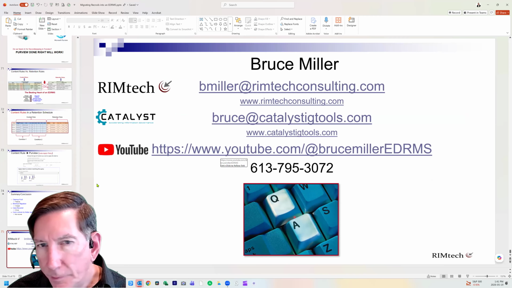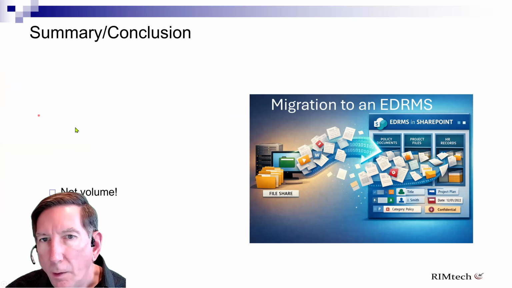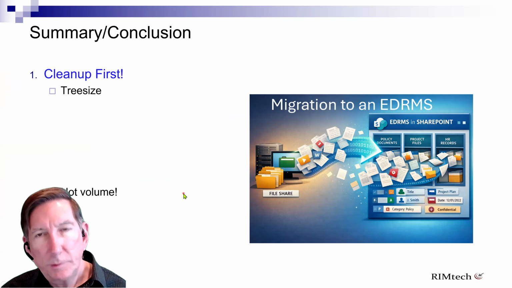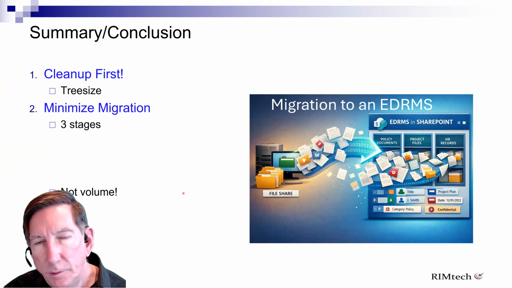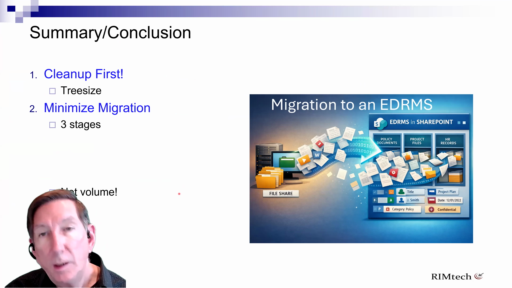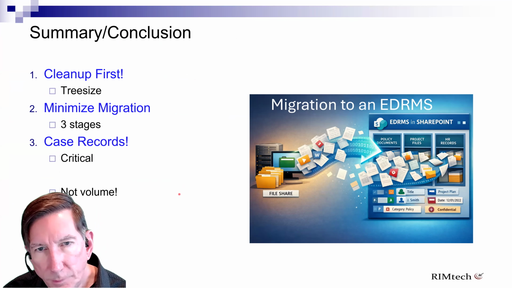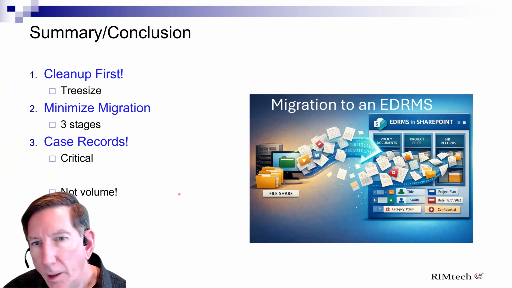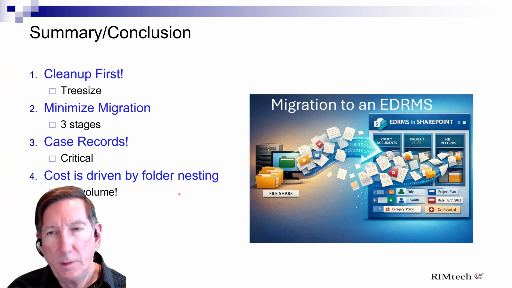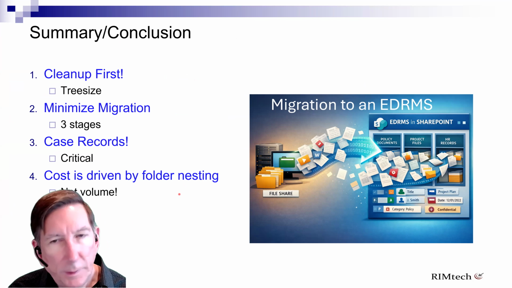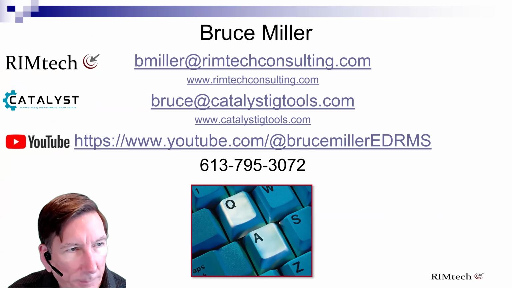So let's just wrap this up with a conclusion, which is clean up first, use tools like TreeSize, divide your migration into 3 stages: leave it behind, lift and shift, and migrate. Got to get your case records in order or there's going to be trouble. And the cost will be driven by folder nesting and the number of folders, nothing else. So that's it. Are there any questions?